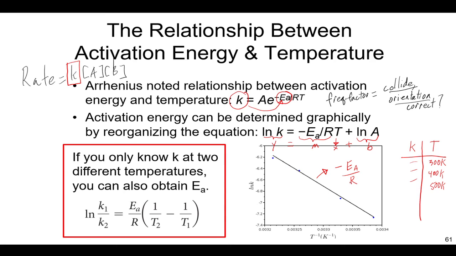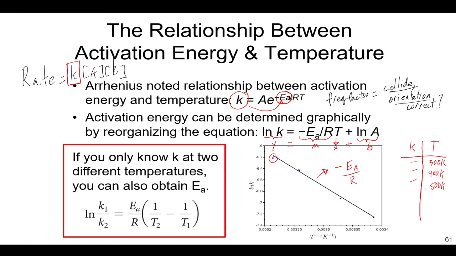I know R is always 8.314, so whatever the slope is, that's where I get the activation energy. Okay, so again, step 1, do experiments at one temperature. You vary the concentrations, you obtain the rate law, you obtain k. Then you change the temperature, right? Do the experiments, figure out your rate constant. Then you change the temperature again, figure out your rate constant.